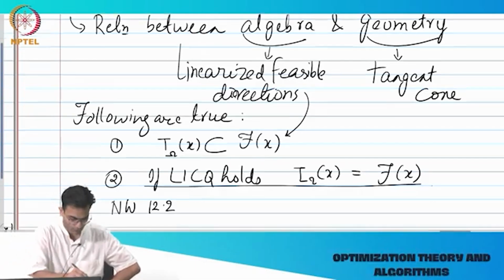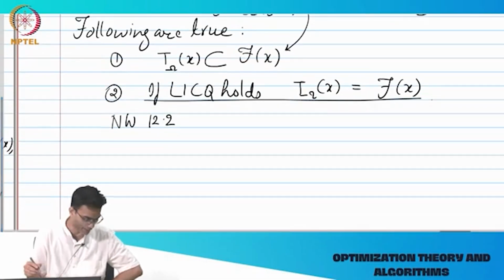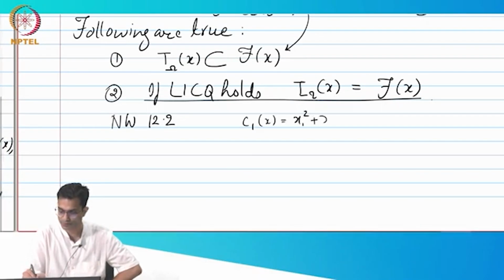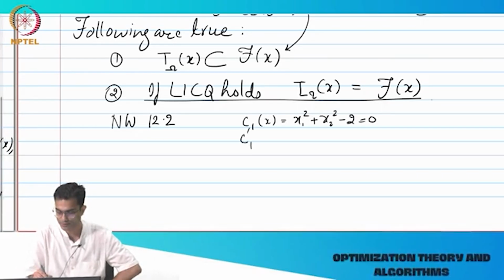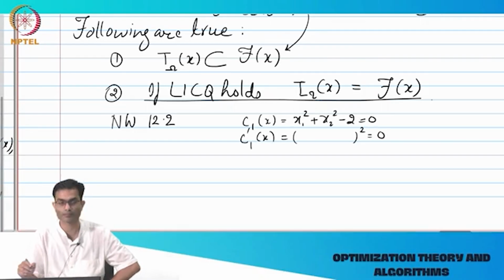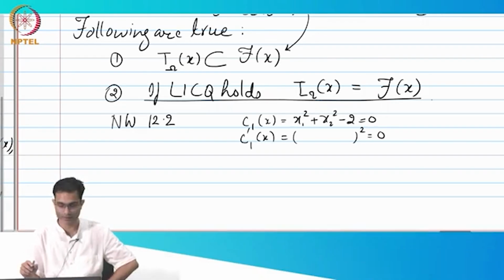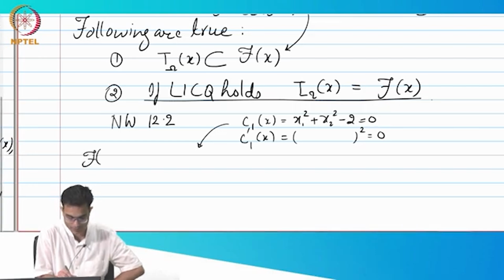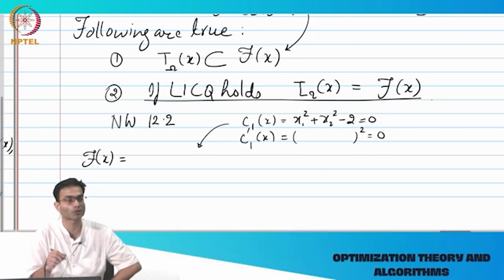Okay. So what did we have earlier? If you remember, our constraint was C1(x) = x1 squared plus x2 squared minus 2 equal to 0, and C1 dash x was this whole thing squared equal to 0. That was what we had. When I had C1(x) like this, what did my set of linearized feasible directions turn out to be?